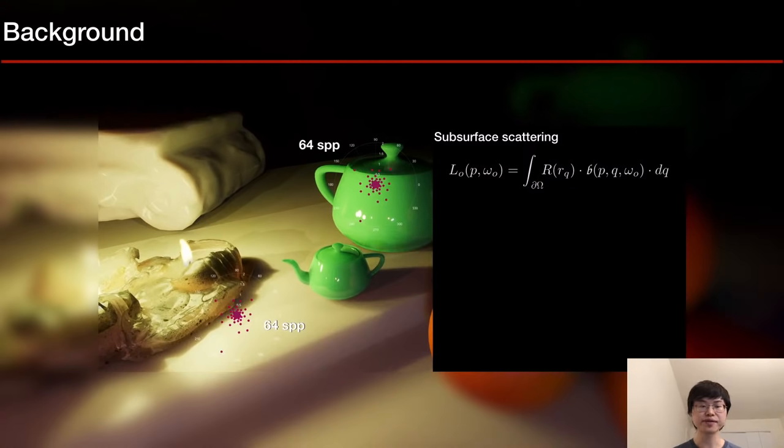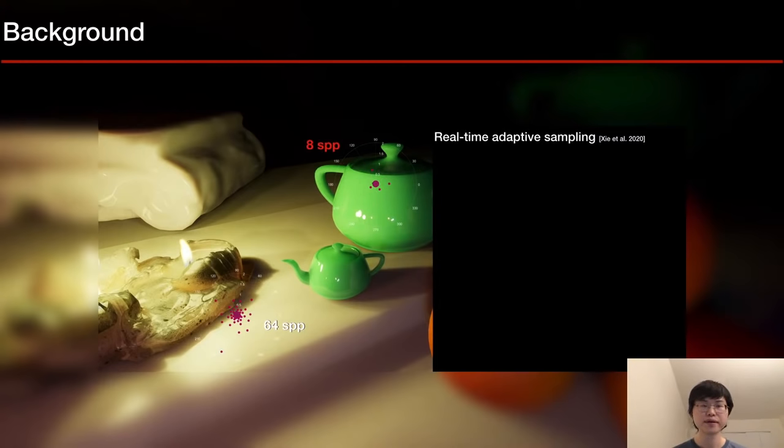However, a uniform sampling of 64 samples per pixel creates high bandwidth demands and thus is expensive in real-time rendering. To reduce the bandwidth demands, real-time adaptive sampling can be used. Real-time adaptive sampling was proposed in our previous work in 2020, where different regions are predicted with different sample counts to reach a target quality in real-time. For example, the flat region on the teapot needs only 8 samples per pixel instead of 64.